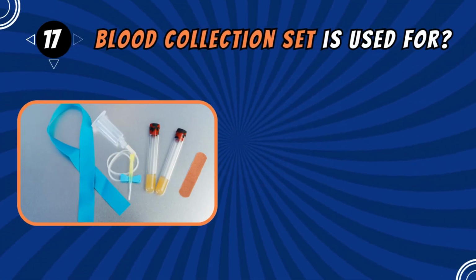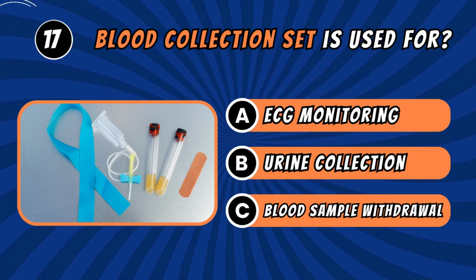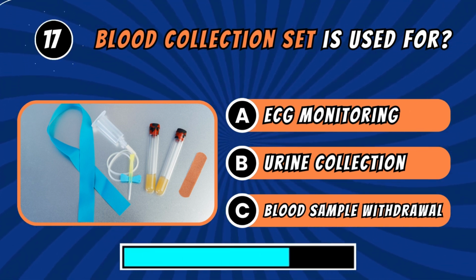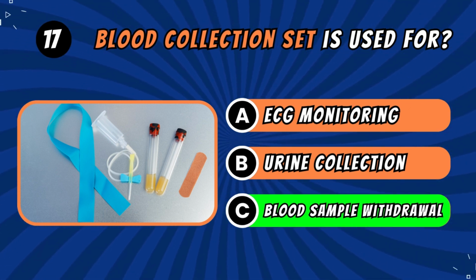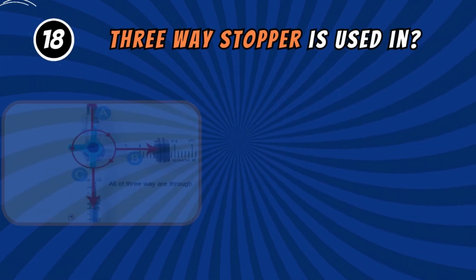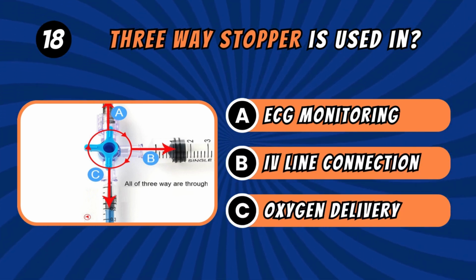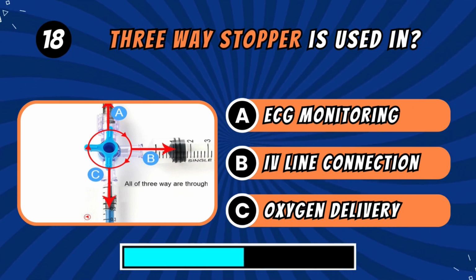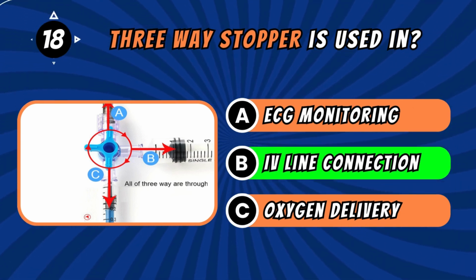Blood collection set is used for? Answer C. Blood sample withdrawal. 3-way stopcock is used in? Answer B. IV line connection.